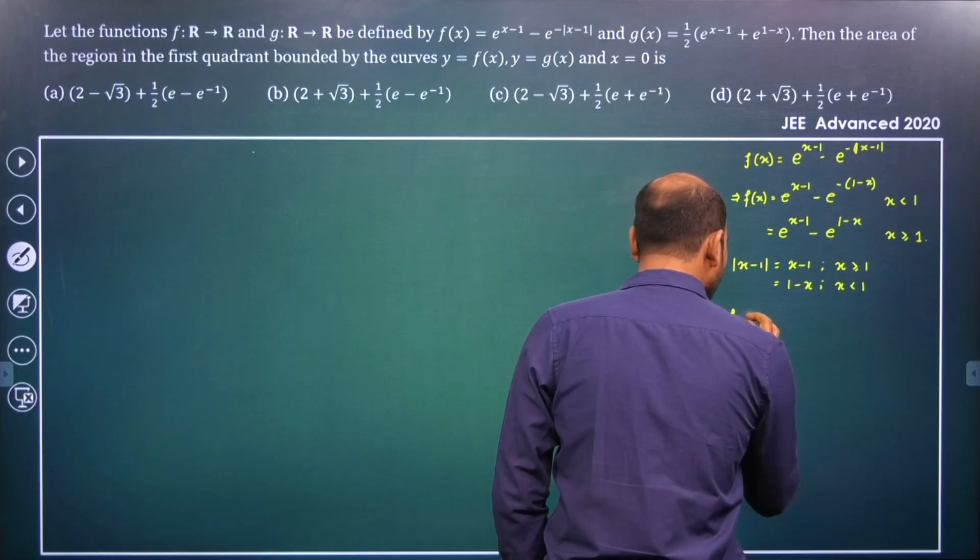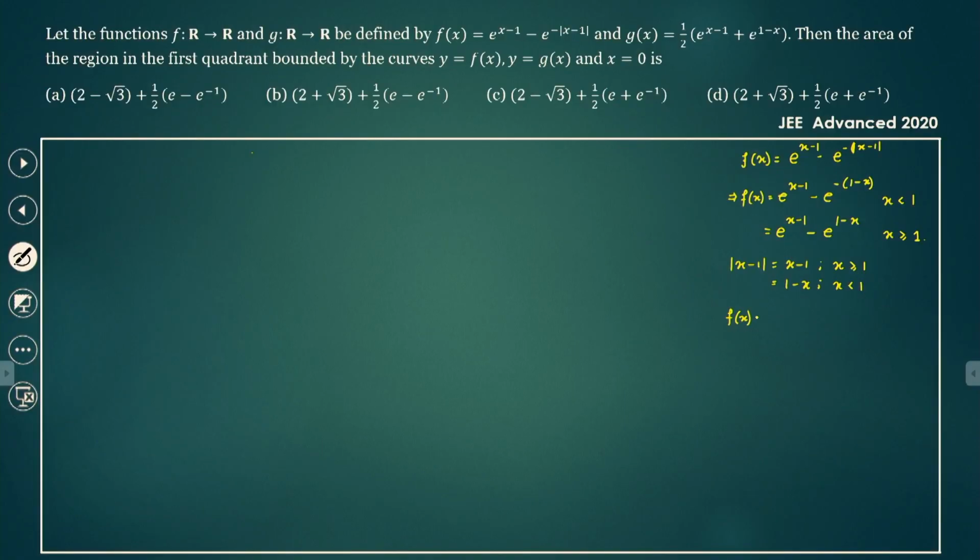So my function f(x) will be simplified as 0, since it has the same function. So it is 0 when x is less than 1, and we have e to the power x minus 1 minus e to the power 1 minus x when x is greater than or equal to 1. So that is the function f(x).